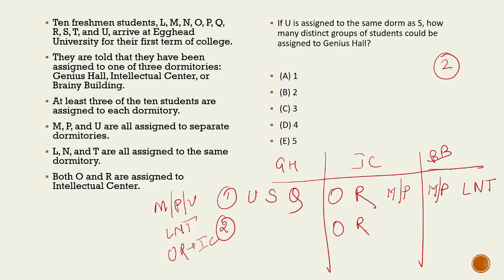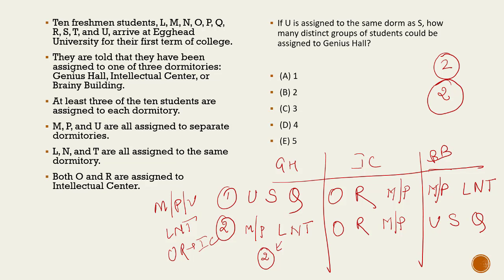Now we are saying if U is assigned to the same dorm as S, so let us assign U and S to brainy building. That means M or P would go to genius hall. L and T come here, and Q comes with U and S. Again, this would give us two distinct possibilities. In one case M is in the genius hall and P is in the intellectual center, and in the other, P is in the genius hall and M is in the intellectual center. So two more distinct distributions can happen here.